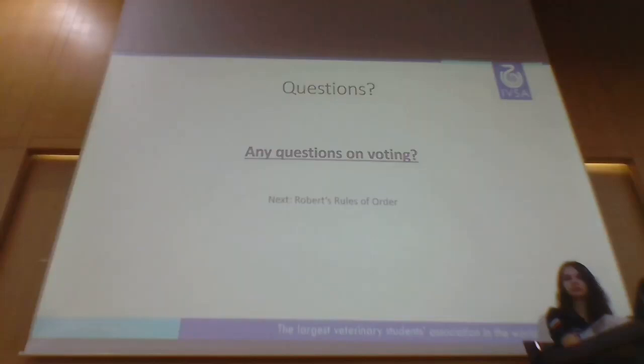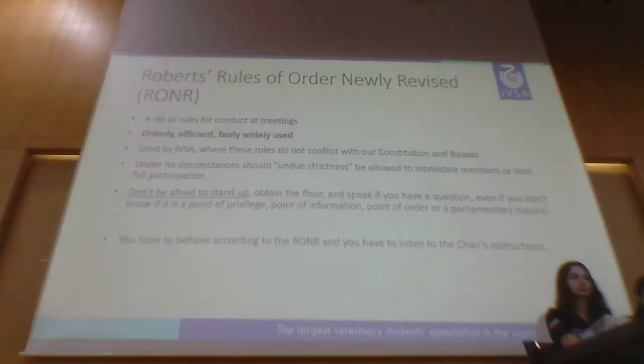Okay. So Robert's Rules of Order is up next. Robert's Rules of Order, Newly Revised, is a set of rules for the conduct of meetings. It's orderly, efficient, and fairly widely used. It's just a way of keeping order within the General Assembly, and we use it within IVSA where these rules do not conflict with our constitution and bylaws.